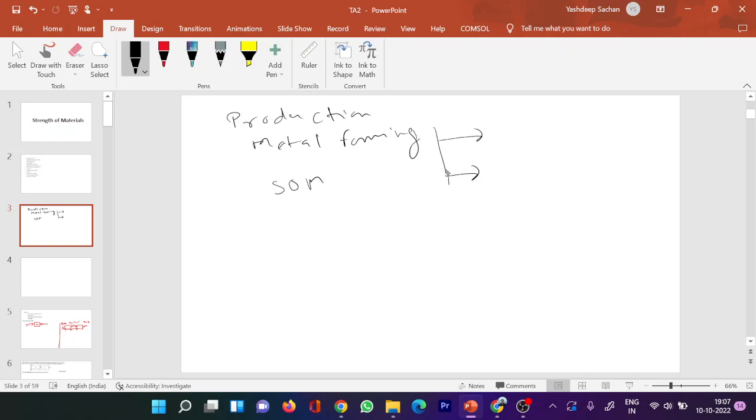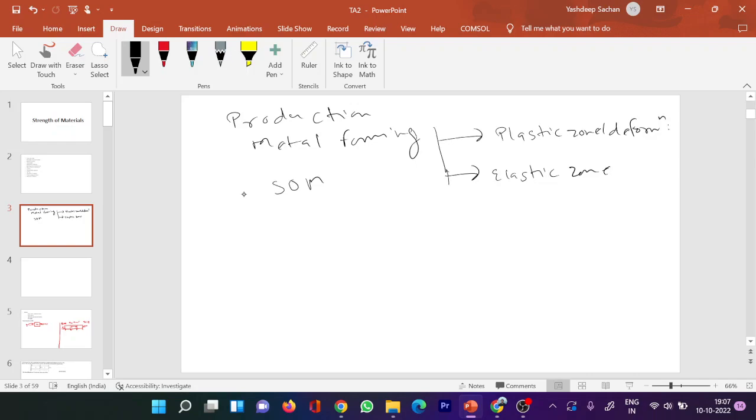Sir, in production we are dealing in the plastic zone, and in SOM we are dealing within the elastic limit. So the major difference is that here we are dealing with the elastic zone and there the plastic zone, because there you have to deform and here our aim is not to deform. Due to load some deflection is there, but that deflection is very minimal.